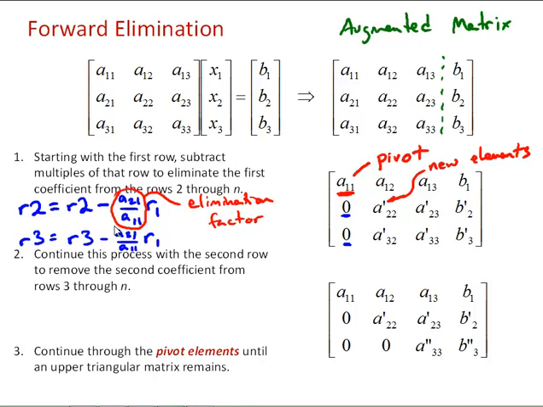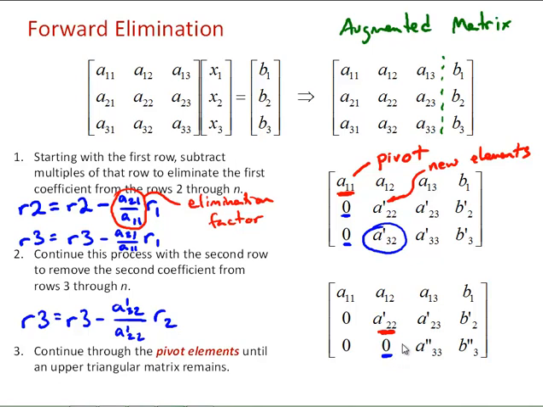Then we're going to continue the process with the second row to remove the second coefficient from rows 3 through n. So over here with our 3 by 3 example, we're now moving our pivot to position 2,2 in the matrix, and then eliminating this second element in row 3 by writing row 3 is equal to row 3 minus A32 prime divided by A22 prime times row 2. And that'll give us this 0 in row 3.